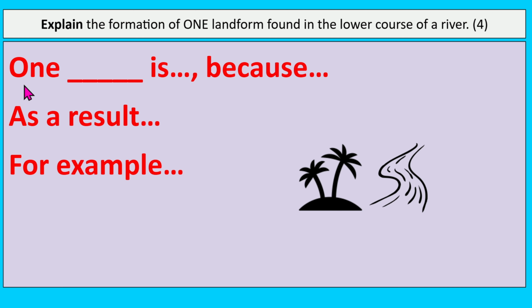So 4 marks is still points-based marking. So this would be my structure. Here is your point, and here is the 3 developments that will get you the remaining 3 marks. As always, try to fill in the blank with a word from the question. So I would say one landform is deltas. And everything that comes afterwards must link to deltas. Okay? So you're writing a short paragraph here. So let's see what that might look like.